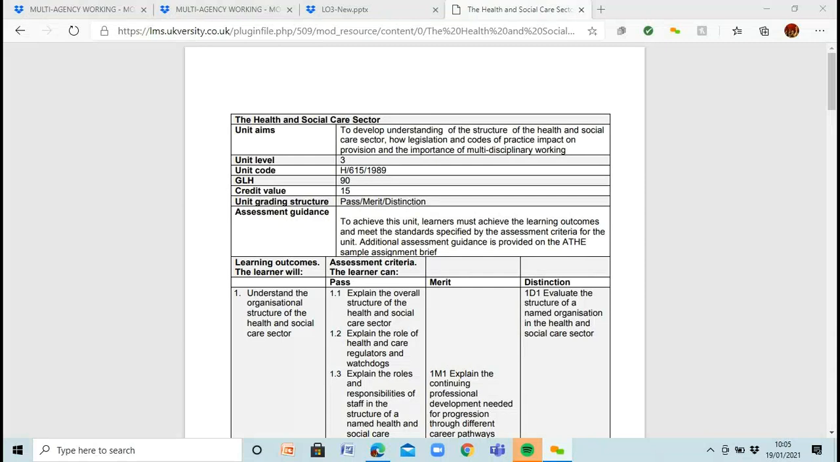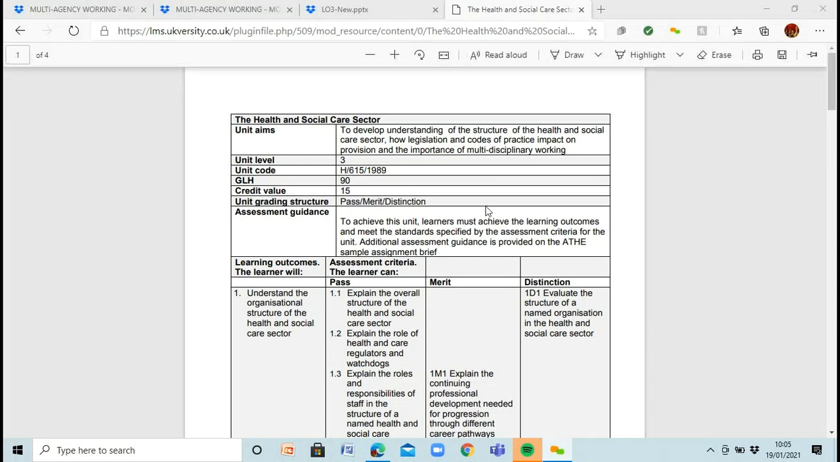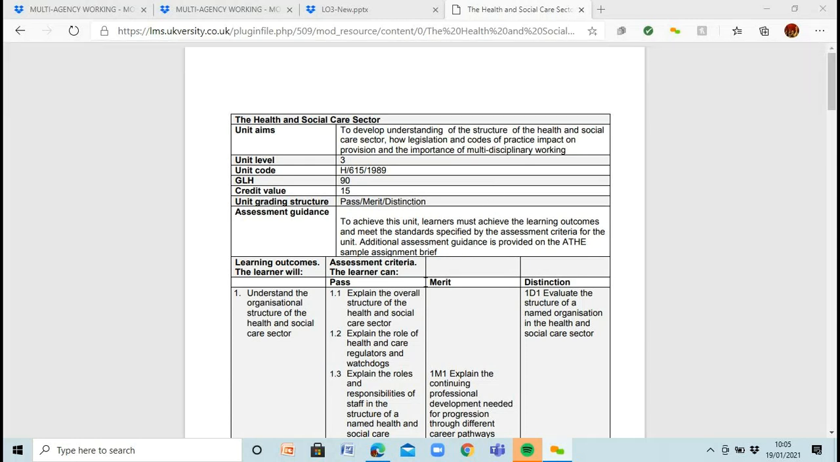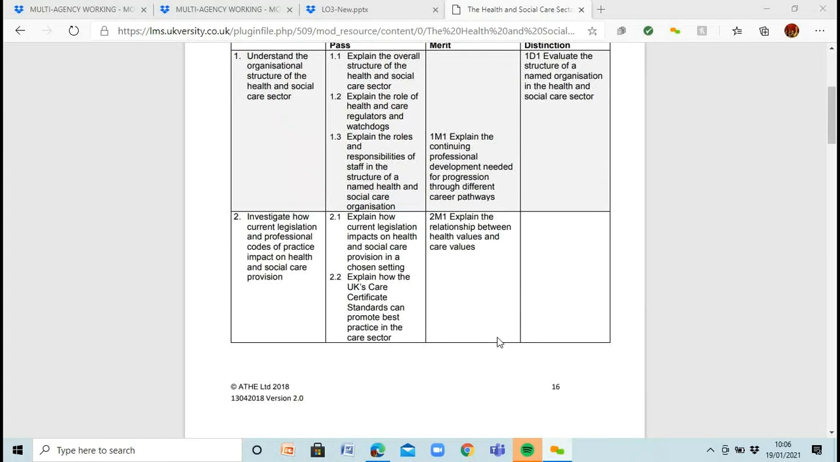So good morning, everybody. We're going to look at the health and social care sector unit again today. Over the previous sessions, we've looked at learning outcome 1, which was understand the organizational structure of the health and social care sector. And then in the subsequent session, we looked at investigate current legislation and professional codes of practice and how they impact on health and social care provisions. So that was learning outcome 2, which was yesterday's session.